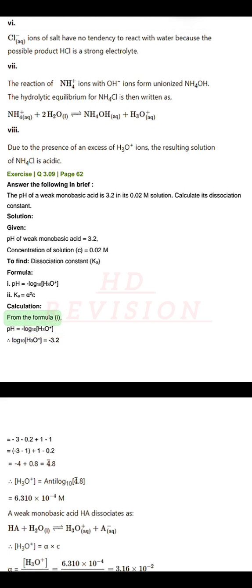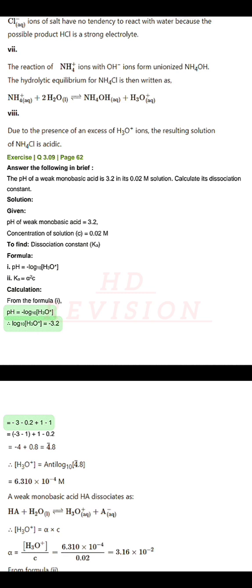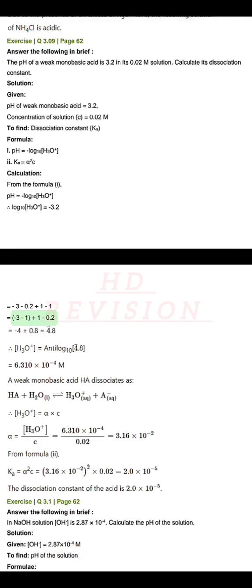From the formula pH = -log10[H3O+], pH = -(-3.2) = 3.2, so pH = 3.2... 3.1... 10.2.